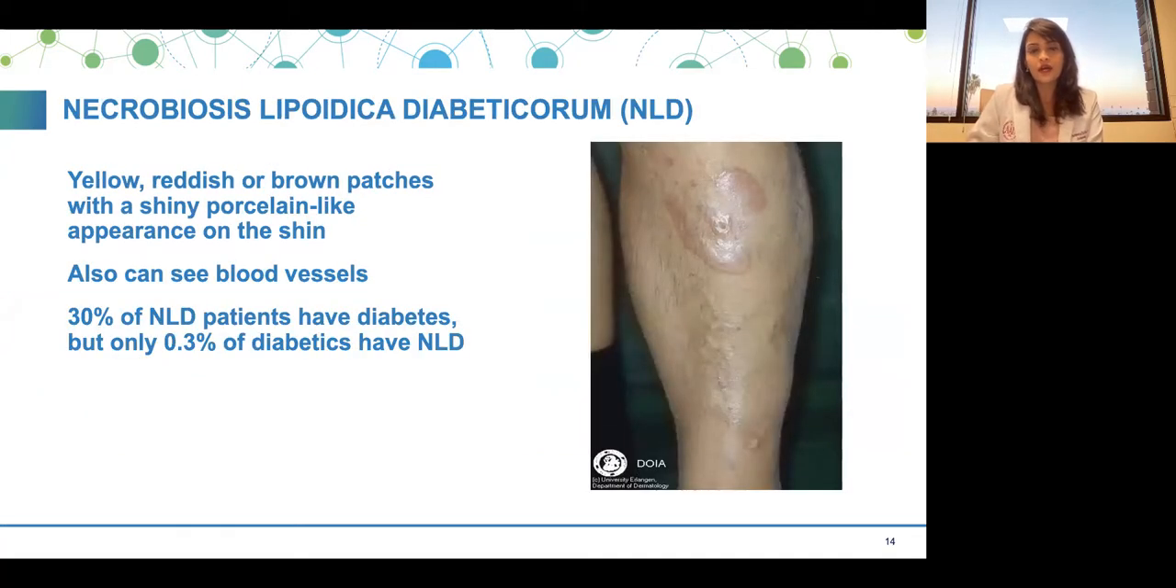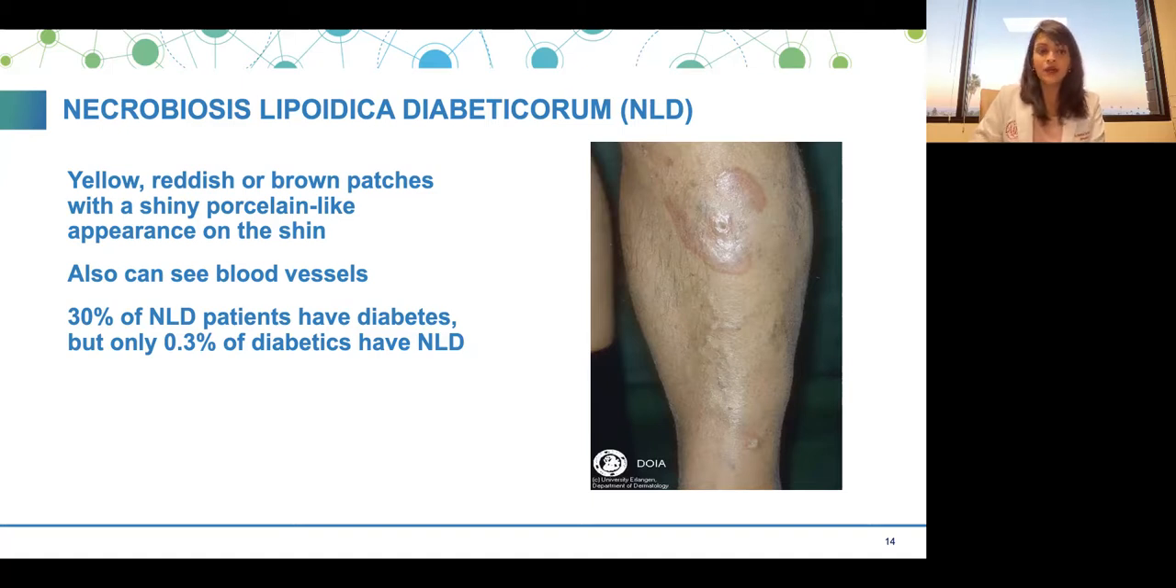Another quite rare condition is necrobiosis lipoidica, where you see these yellow, reddish, or brown patches with a very shiny, porcelain-like appearance on the shin. You can even see the tiny blood vessels on it.